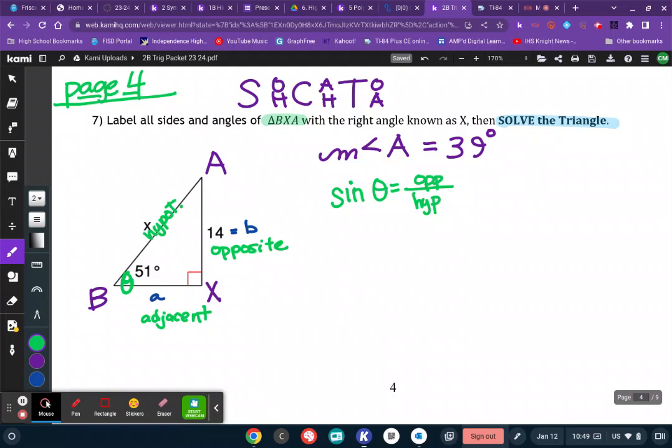And I just picked it because, no reason. Sine's kind of my favorite. So in this case, I know what theta is. My theta is 51 degrees. The opposite side, I know it is 14. And the hypotenuse is what I'm going to be finding.